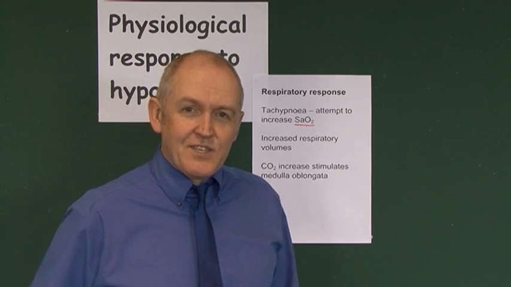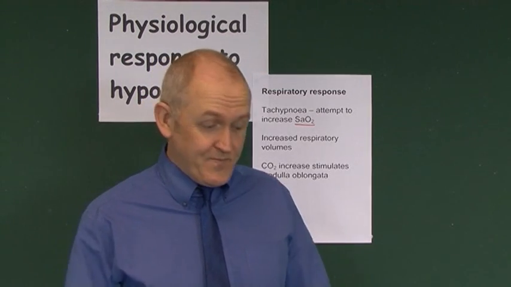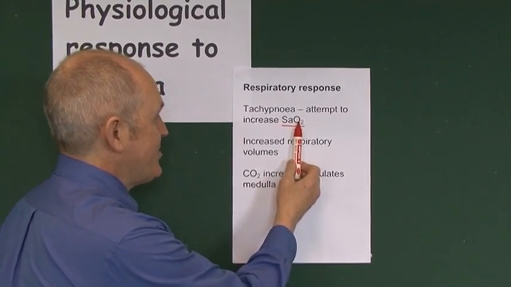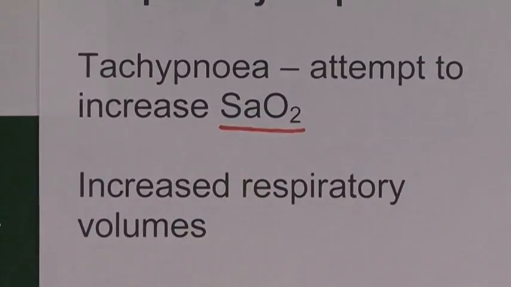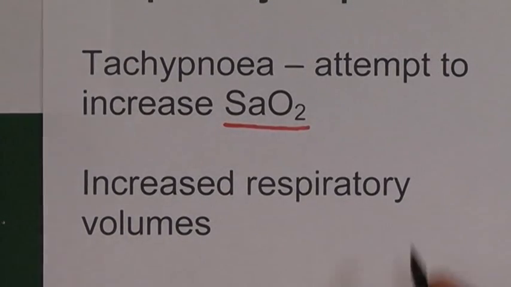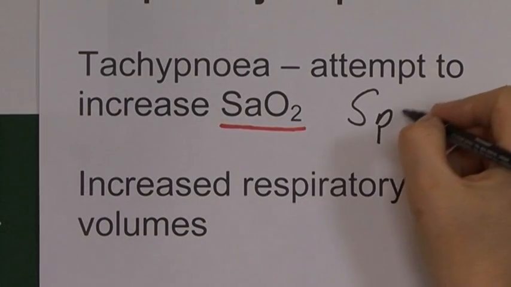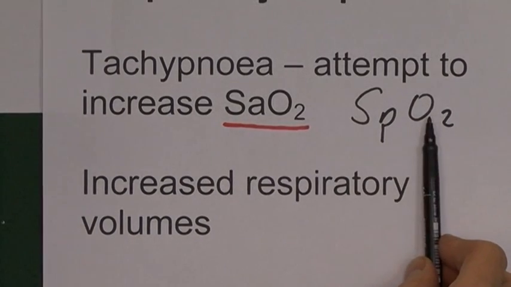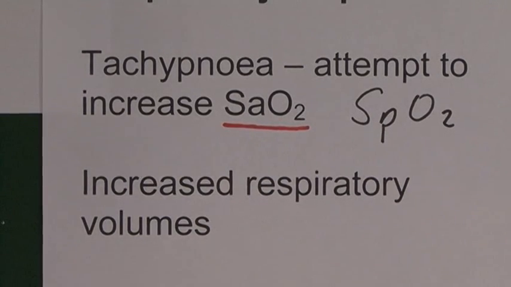Now, S stands for saturation, A means arterial, O2 is the amount of oxygen. So this refers to the saturation of oxygen in the arteries. The amount of oxygen saturation, SaO2. And we often measure this peripherally with an oxygen saturation probe, and we call that SpO2. That will be saturation of oxygen in the periphery, normally in a finger, using oxygen saturation equipment.